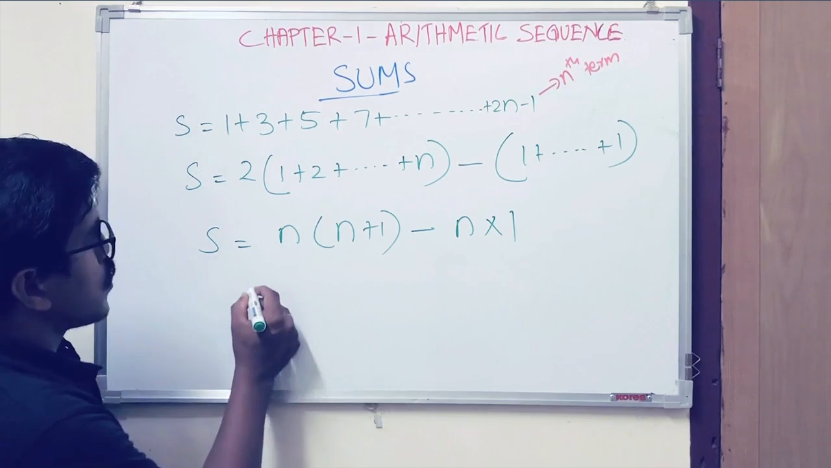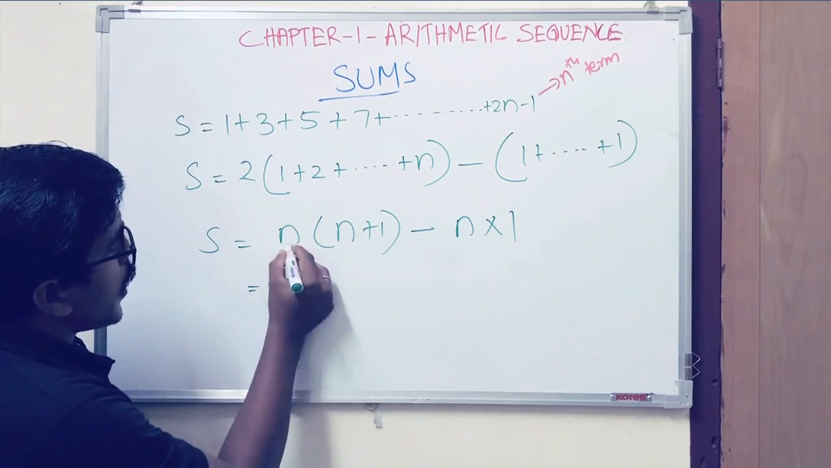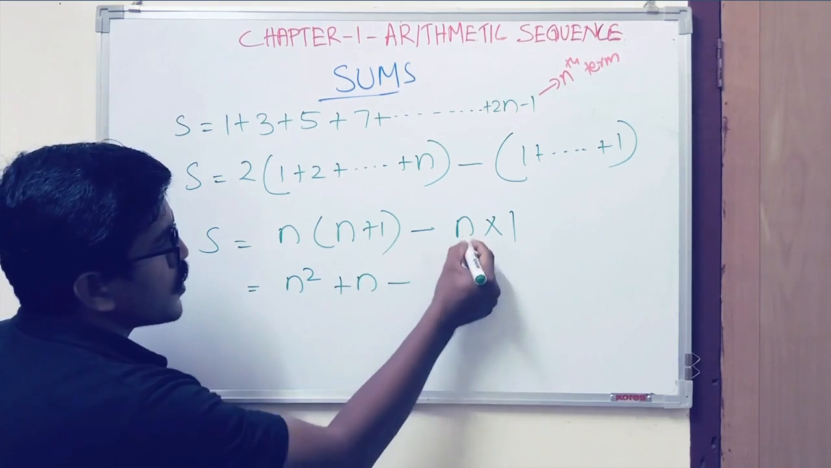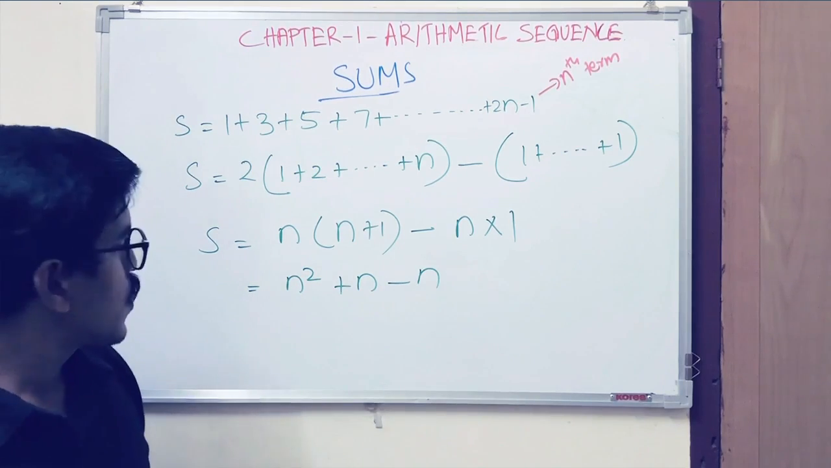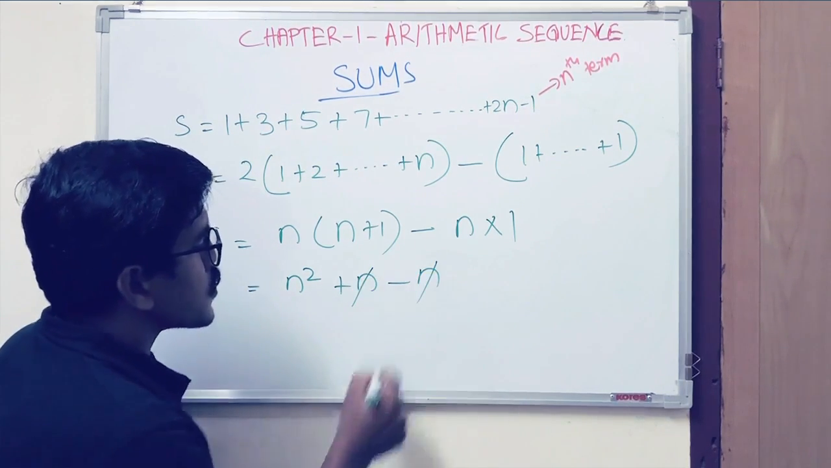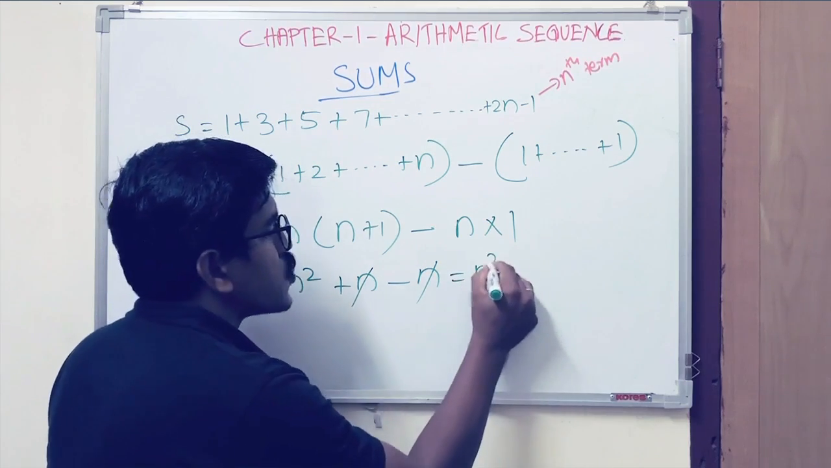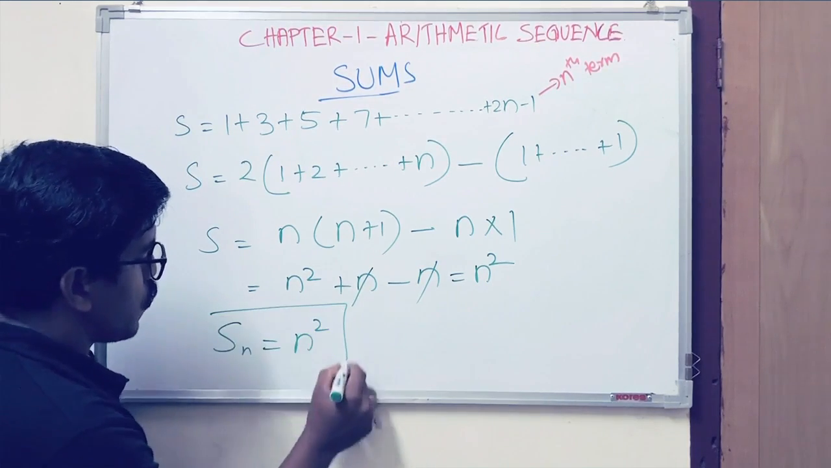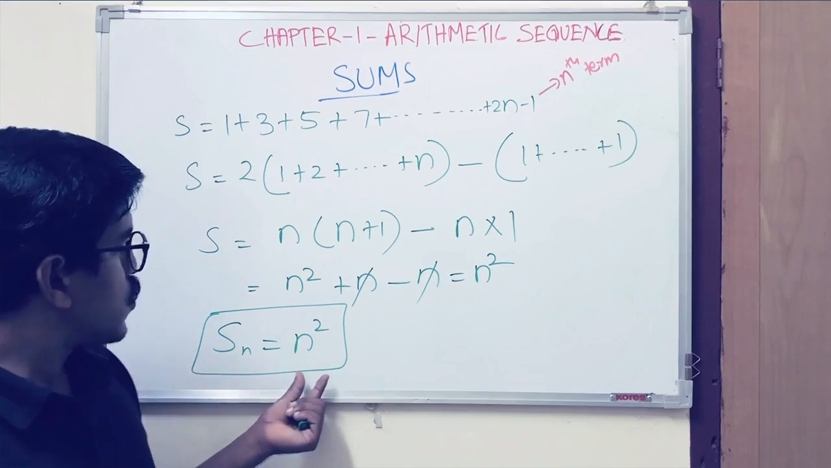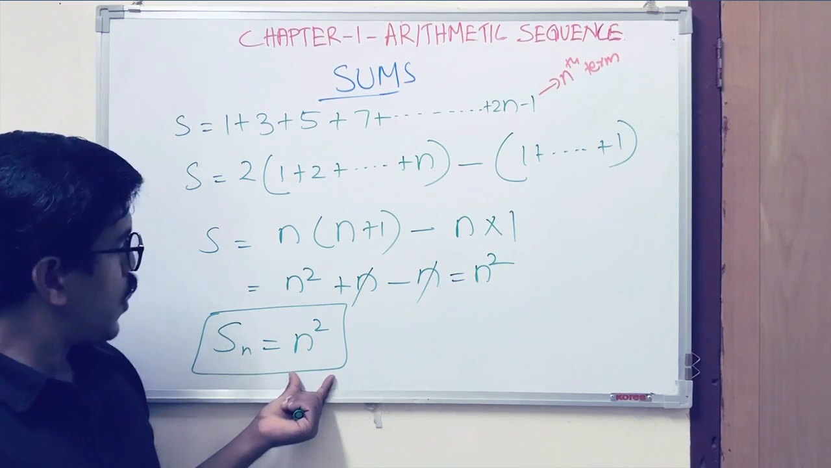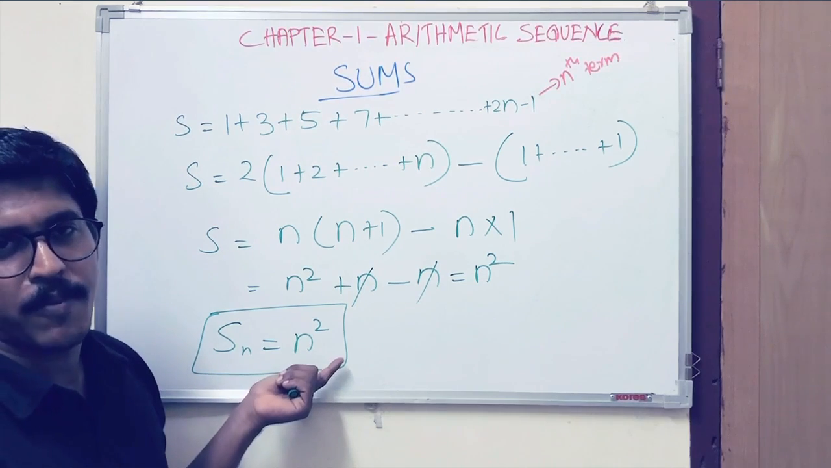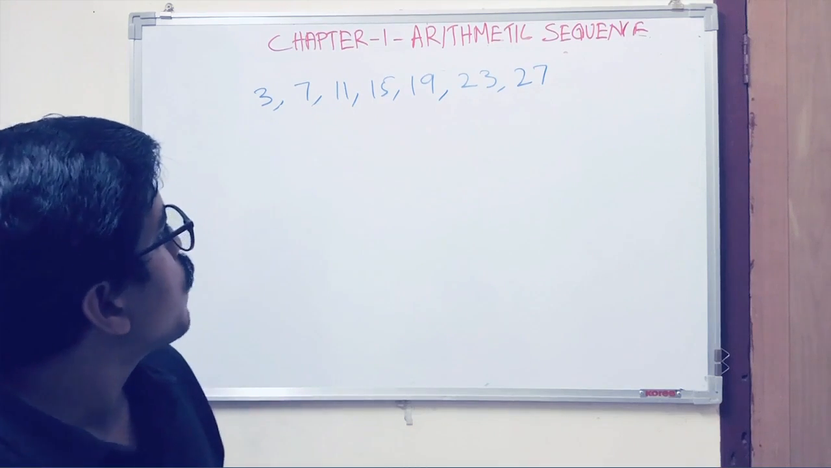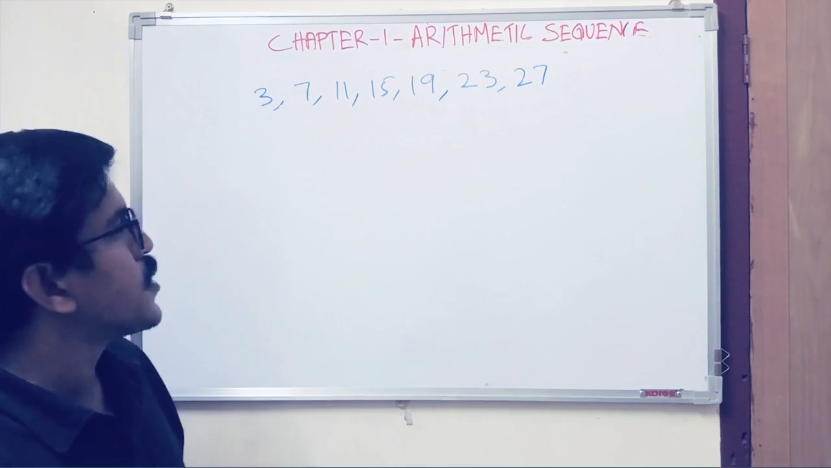Okay, so here n into n square plus n into 1, that is n, minus n into 1, n will come. Now you can see here plus n and minus n cancel. Here the balance is n square. So this is the general formula to find out the sum of n terms of odd numbers starting from 1. Now we can check the general formula for the sum of any arithmetic sequence.